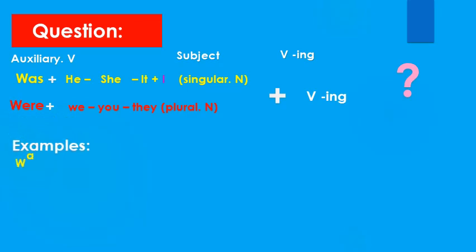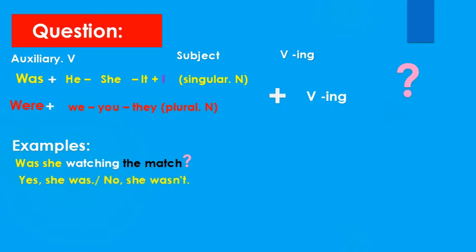So we have examples. Was she watching the match? So here the answer is yes or no. So yes, she was, or no, she wasn't. Another example. Were they watching the match? So here we have yes or no question. So yes, they were, or no, they weren't.